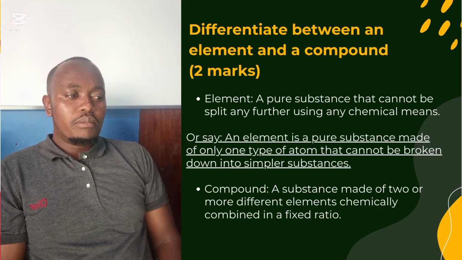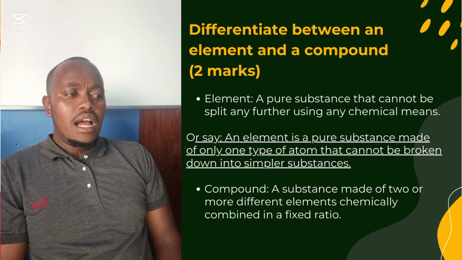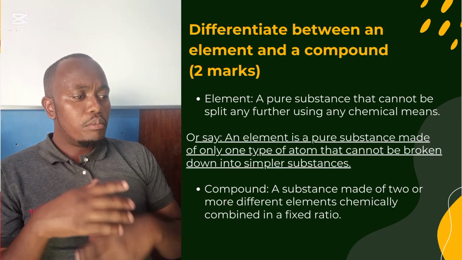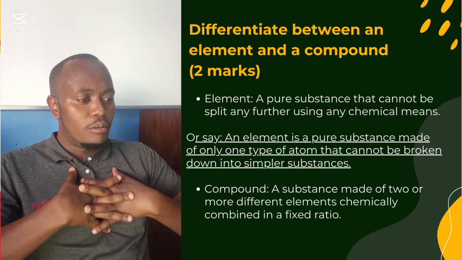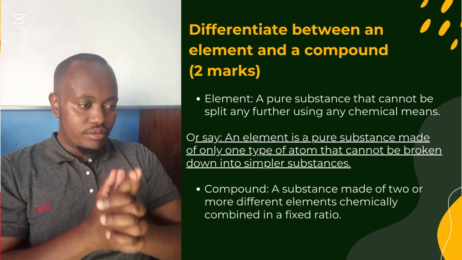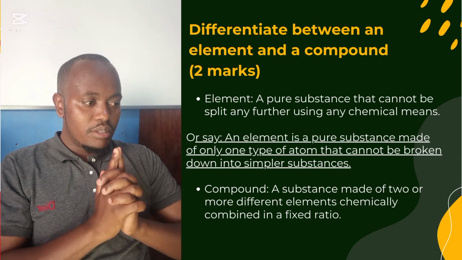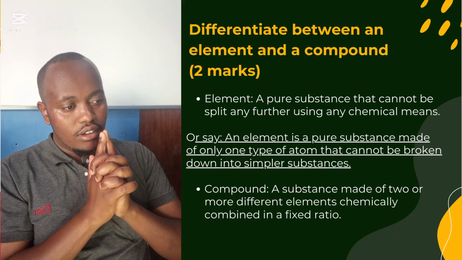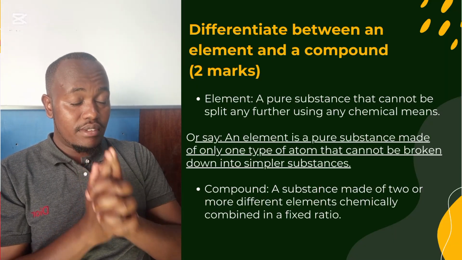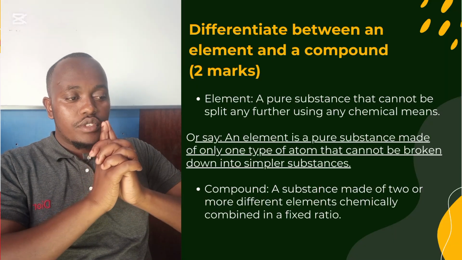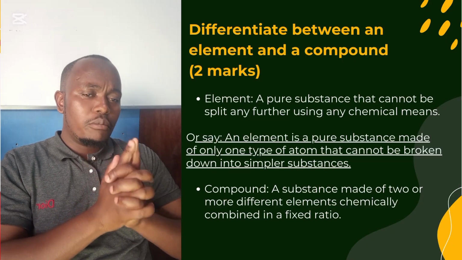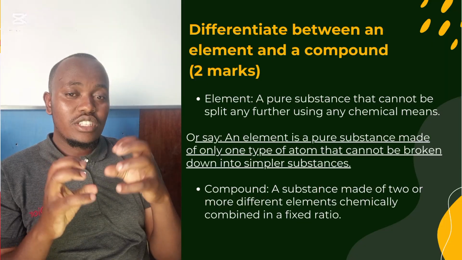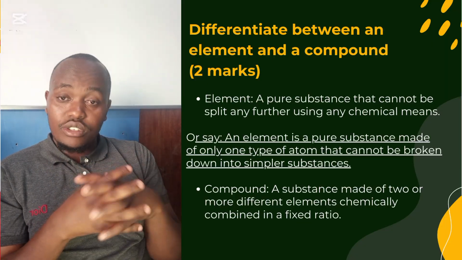What about a compound? What is a compound? A compound is a substance made of two or more different elements chemically combined in a fixed ratio. Note, a compound is not a mixture. In mixtures, the components are not chemically combined and the ratio is not fixed.